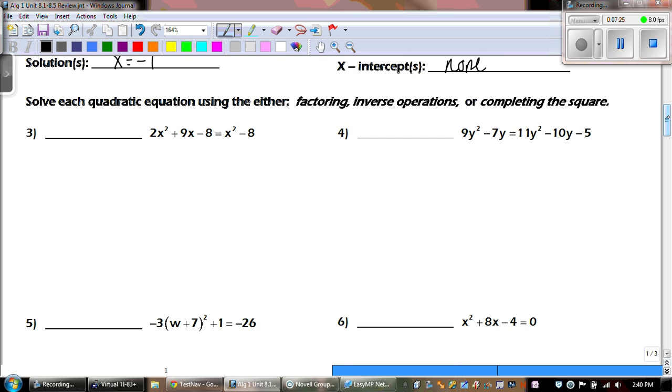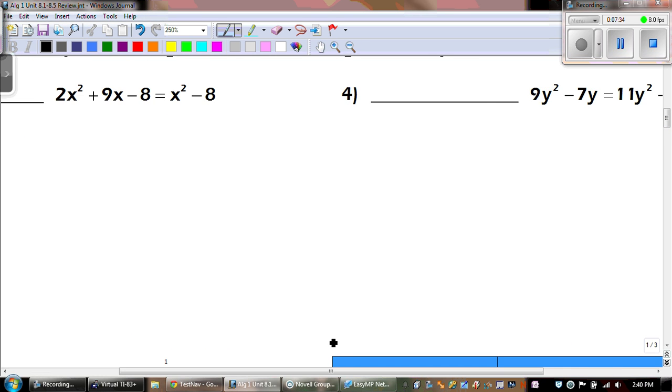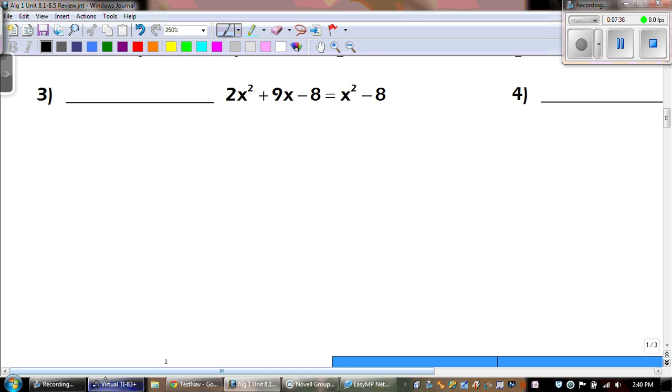Okay. Now, solve each quadratic equation using factoring, inverse operations, or completing the square. Some of you guys have not learned completing the square. That's okay. It's problem number 6. If that looks completely crazy to you, just skip that part. Okay.